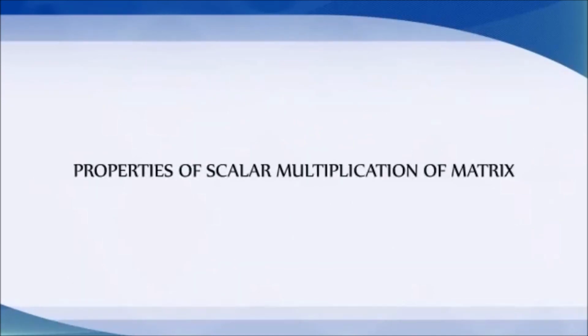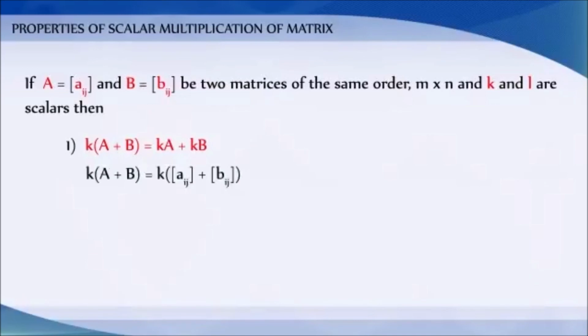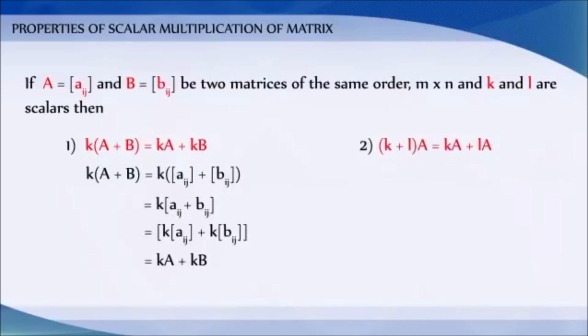Properties of scalar multiplication of matrix. Let A is equal to Aij and B is equal to Bij be two matrices of the same order m by n, and K and L are scalars. Then we have K times A plus B is equal to K times A plus K times B, and K plus L times A is equal to K times A plus L times A.